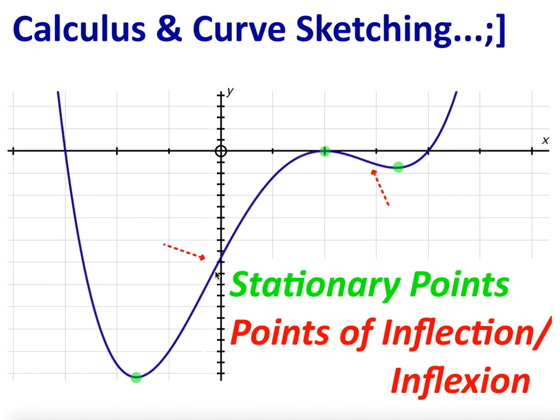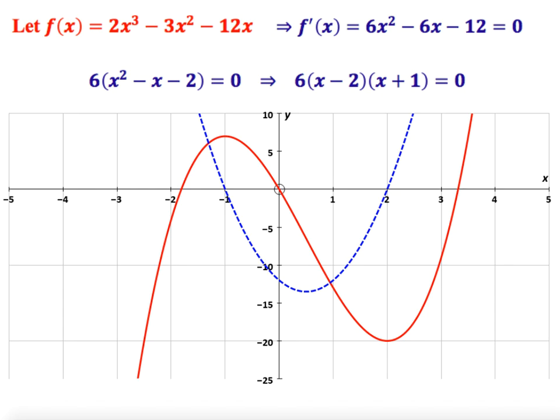Somewhere in here and somewhere in here, we see with these red arrows, we've got the concavity changing. We're going from concave up to somewhere in here where we go concave down, and then we're concave down until we get to this area and we go concave up again. So those transition points are referred to as points of inflection. So let's talk about the calculus a little bit more specifically to these concepts.